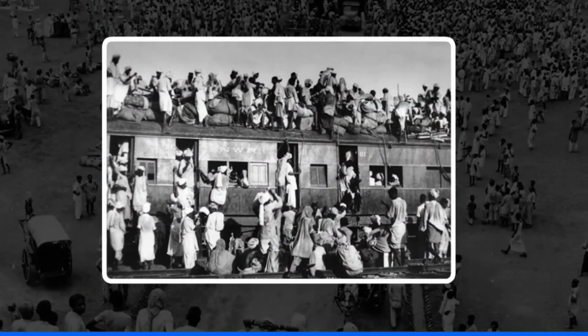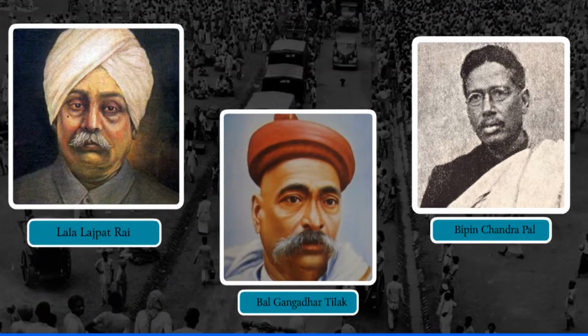The British partitioned Bengal in the name of administrative convenience, but their main motive was to divide the Hindu-Muslim unity and divert the attention of people from nationalism and protest against the government of Swadeshi and boycott movements. People of India were greatly angered by the partition of Bengal.